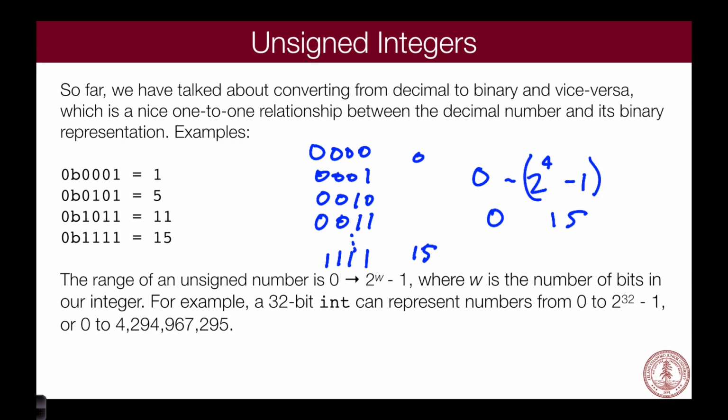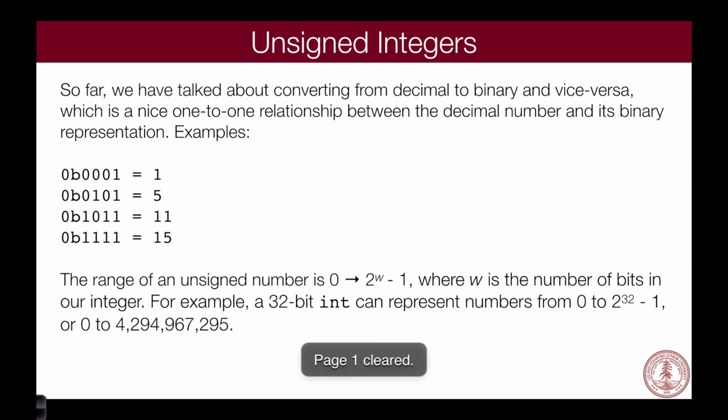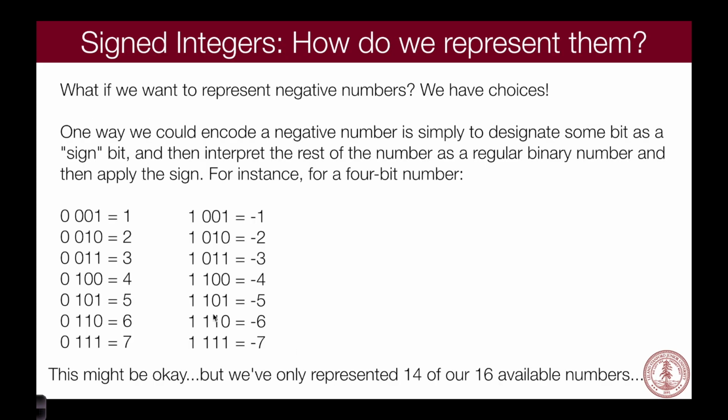For 32-bit integers, we can represent between 0 and 2 to the 32 minus 1, which is up to a bit over 4 billion numbers. So that's how unsigned integers work. Actually, unsigned integers in some sense are the easier of the types of numbers to deal with. All right, so now we go into signed integers.